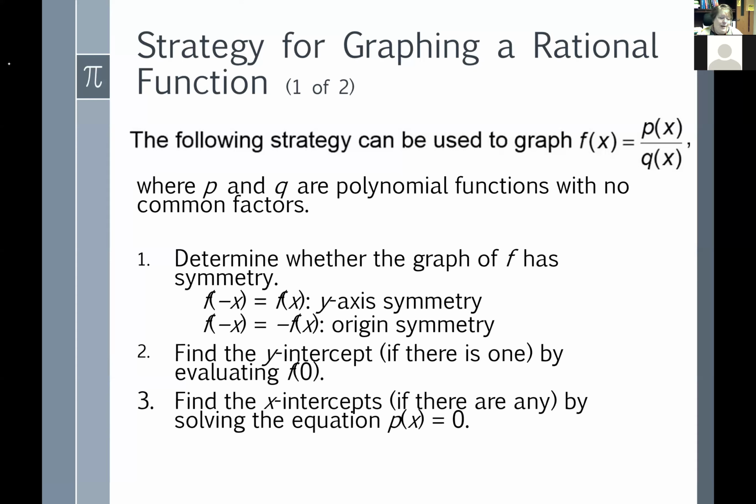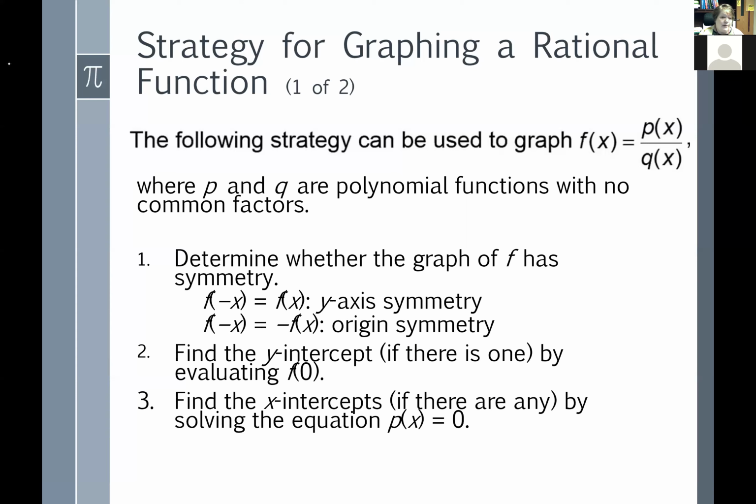And I don't know that any of these have any symmetry, but how do you check for symmetry? You plug in -x and see what you get. If you get the opposite of what you began with, it's origin symmetry. If you get exactly what you started with, it's y-axis symmetry. I'm pretty sure, if I remember correctly, none of these are symmetric, but I won't swear to it. So you need to test for symmetry.